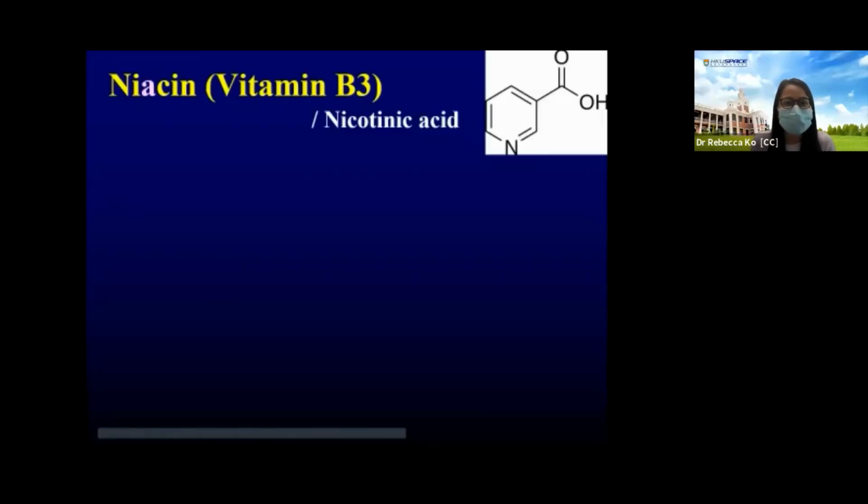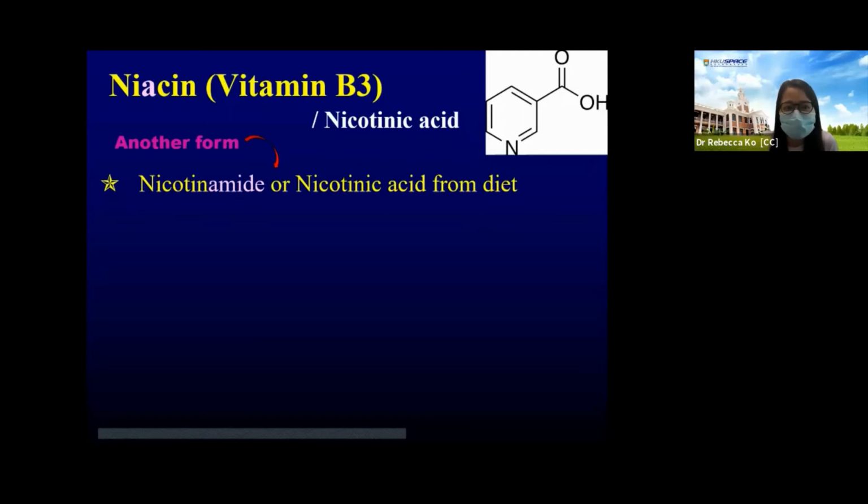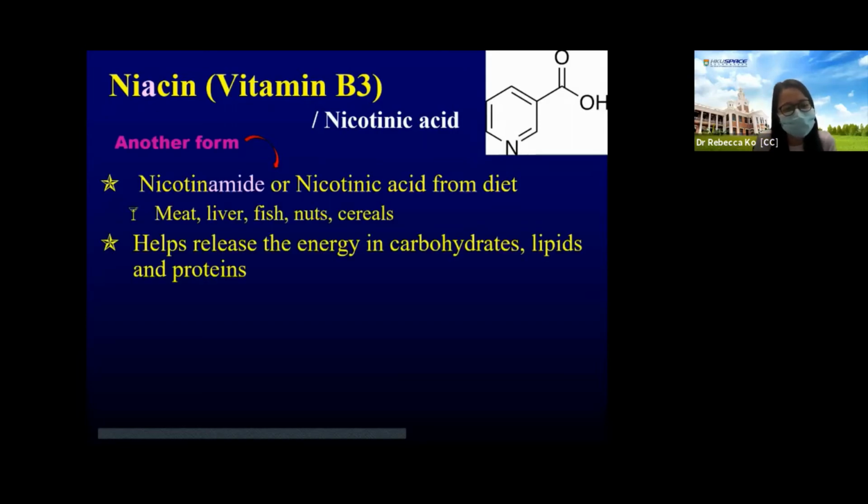next, that will be vitamin B3, niacin, or in Korean it's nicotinic acid. Nicotinamide and nicotinic acid are the other forms of B3 we obtain from our diet. Where can we get this? That's meat, liver, fish, cereals. I think we should have enough intake of B3. Wow, what's the function? Important. It helps to release the energy from carbohydrates, lipids, and proteins. It's quite similar to the previous one, right?